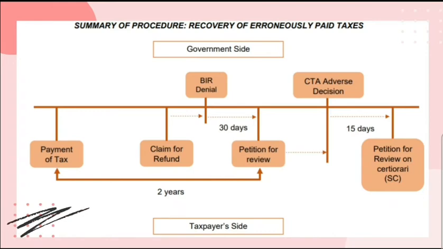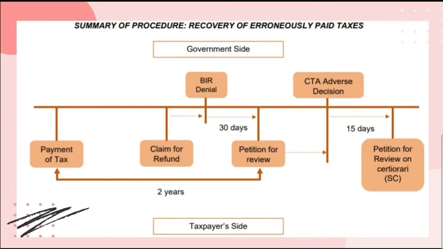And next, an adverse final decision of the CIR shall be appealed by filing a petition for review before the CTA within 30 days from the receipt of the final decision and within the 2-year prescriptive period. And if the BIR did not act on the claim for refund or credit, the taxpayer must file a petition for review before the CTA before the expiration of the 2-year prescriptive period.